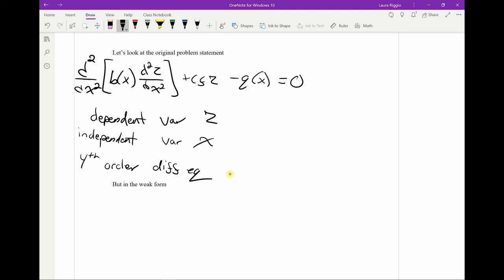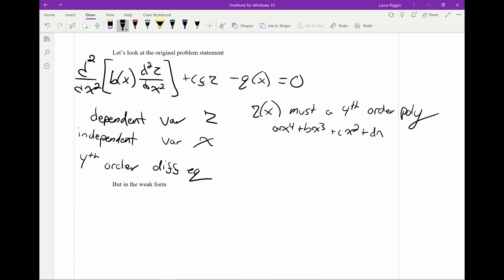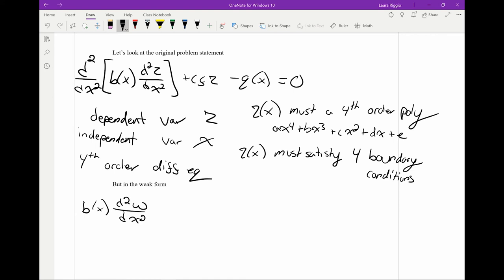So since it was a fourth order differential equation, z(x) had to be a fourth order polynomial. So it had to be ax to the fourth plus bx cubed plus cx squared plus dx plus e. And z(x) had to satisfy four boundary conditions. That's sort of a pain, but if we look at our weak form, we have b(x) d squared w/dx squared d squared z/dx squared, plus wzcf, minus wq(x) equals 0, which is only a second order.